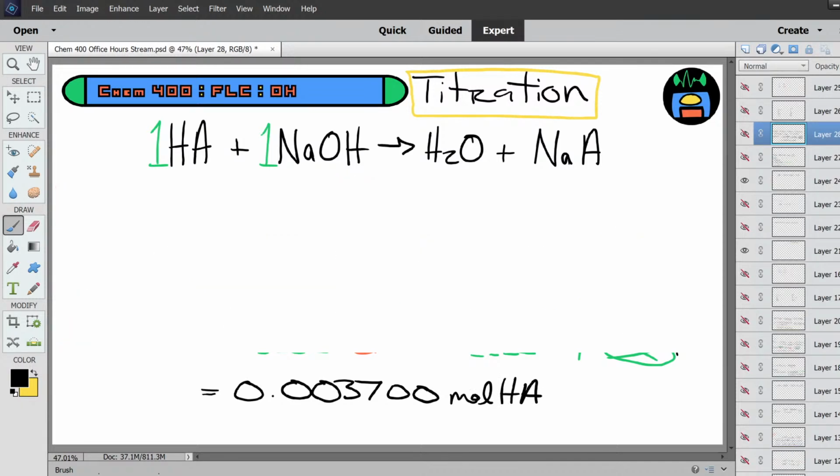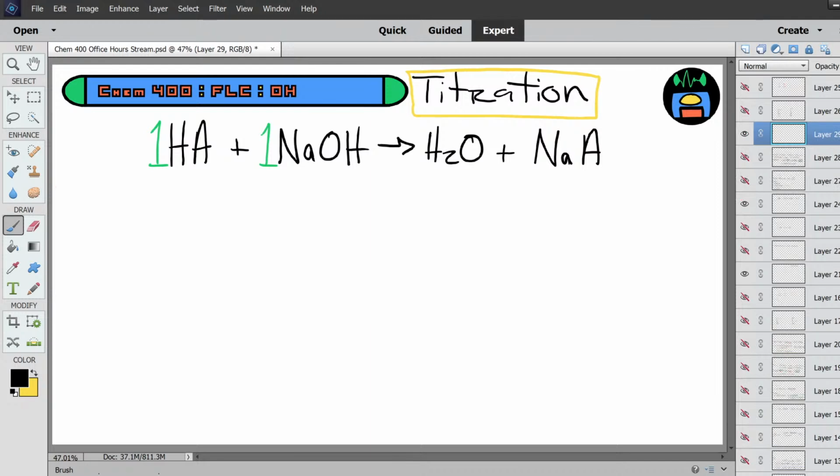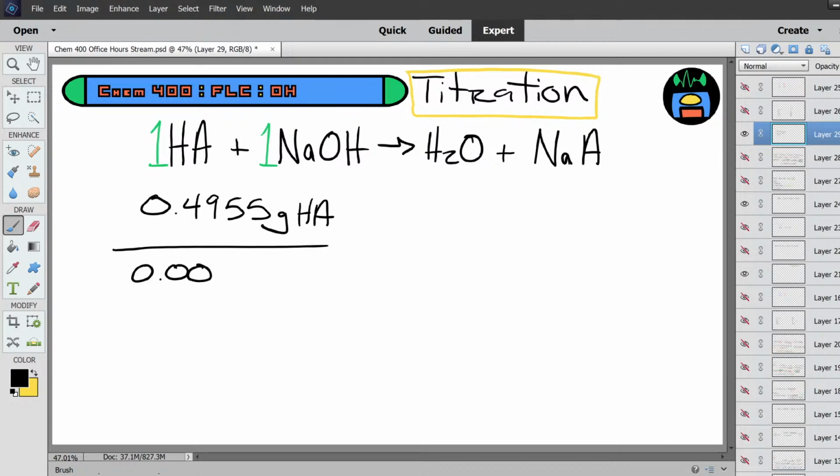Now, we're ready to calculate our molecular weight, because molecular weight is mass, 0.4955 grams of monoprotic acid, divided by moles, 0.003700 moles of monoprotic acid. So let me clear this: 0.4955 divided by 0.003700.